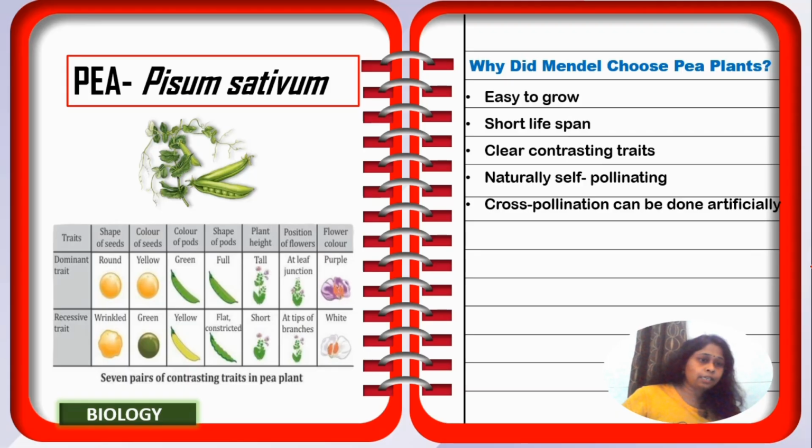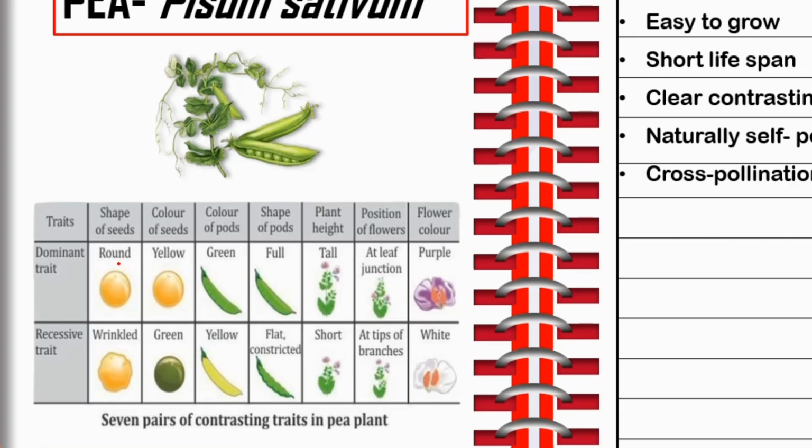As you can see here, on the left side you can see the dominant trait and the recessive trait. Now when we take the shape of the seeds, the shape of the seeds are two, right? Round and wrinkled. Round is the dominant one and the recessive one is the wrinkled.